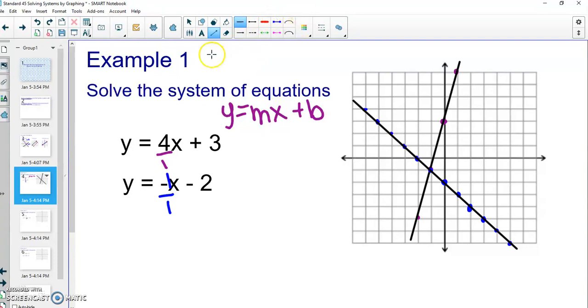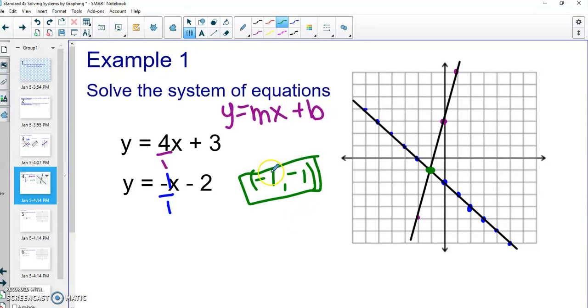Remember, our directions tell us to solve the system. When I'm solving the system, I'm finding the point where the two lines intersect. This point right here would be the point (-1, -1). This is the solution to our system of equations.